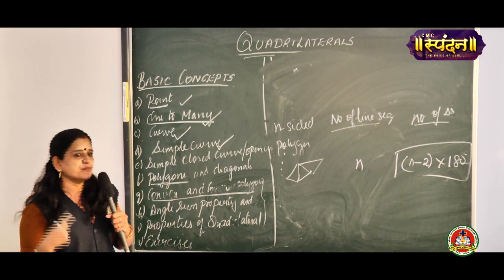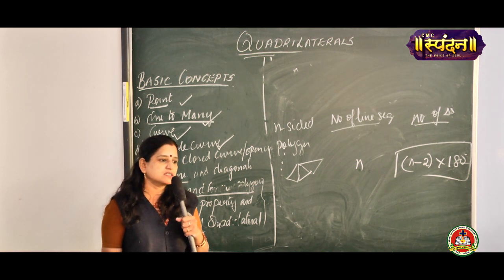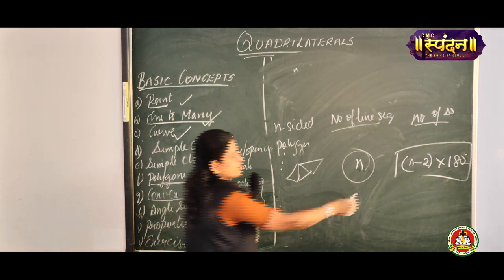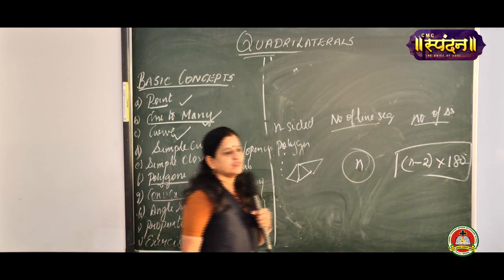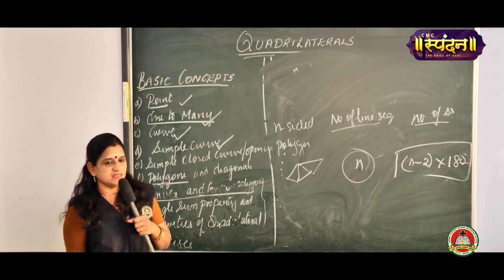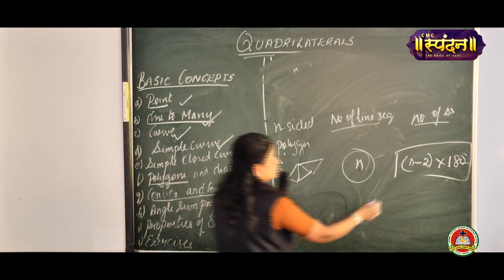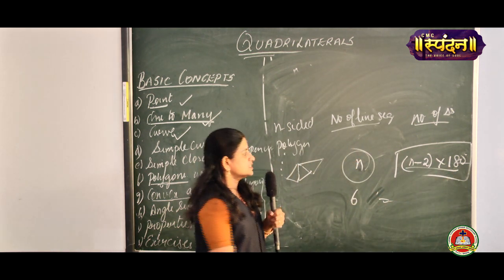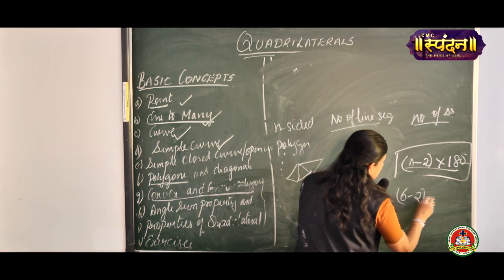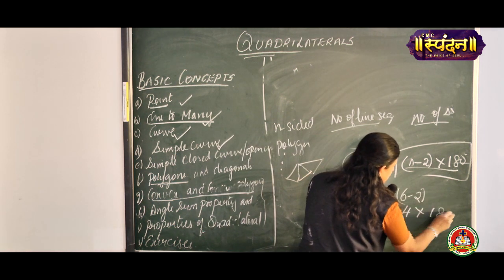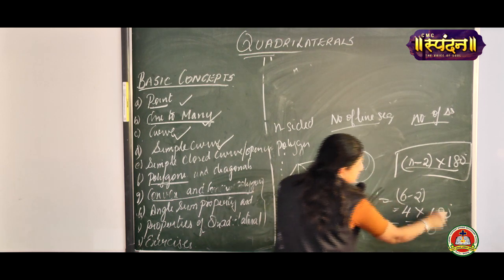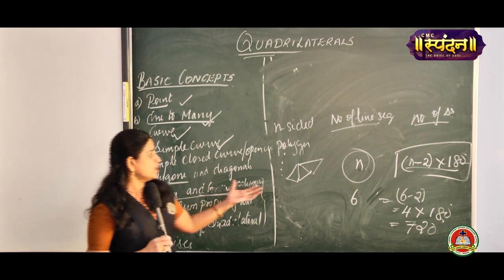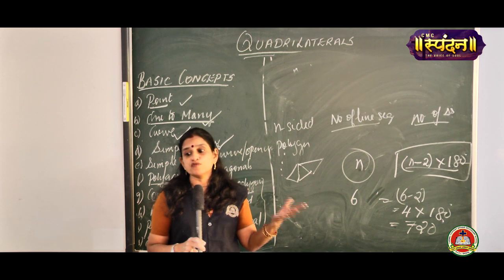From now onwards, suppose I say a hexagon, what is the angle sum property of a hexagon? n stands for the number of sides of a polygon. So, I can put the value over here, 6 minus 2, that is 4, 4 into 180 degrees. Suppose n is equal to 6, how will I get the answer? 6 minus 2, which is equal to 4 into 180 degrees. This is nothing but 720 degrees.